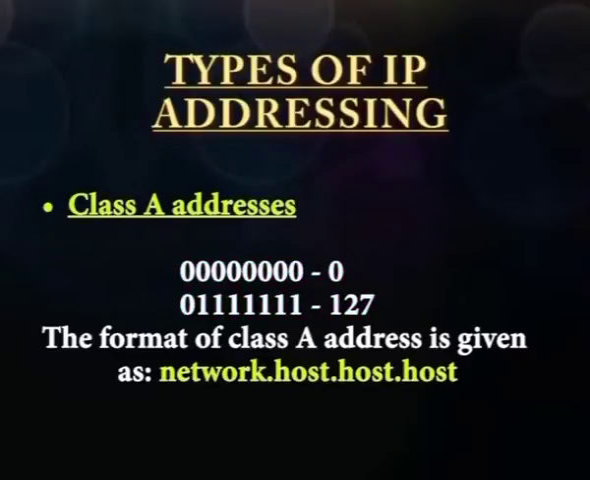Class A addresses. In a class A network address, the first byte is assigned to the network address and the remaining bytes are used for the host address. The first bit of a class A address is always 0. Now, we turn the other 7 bits all off and then turn them all on. We will find the range of class A network addresses: 00000000 which is 0, to 01111111 which is 127. The format of a class A address is given as network dot host dot host dot host.